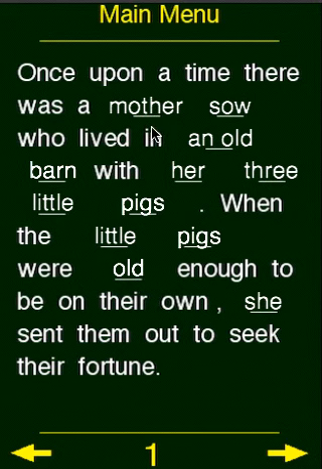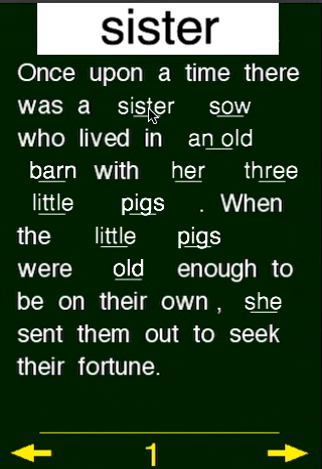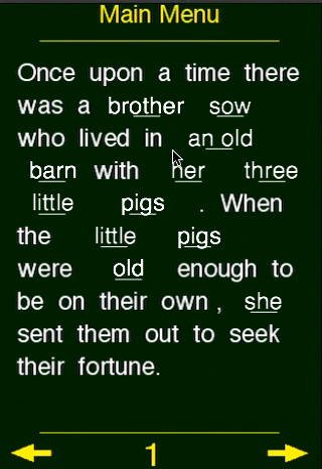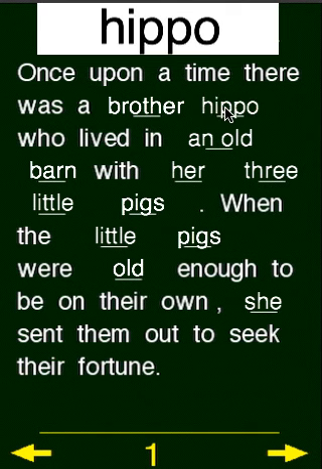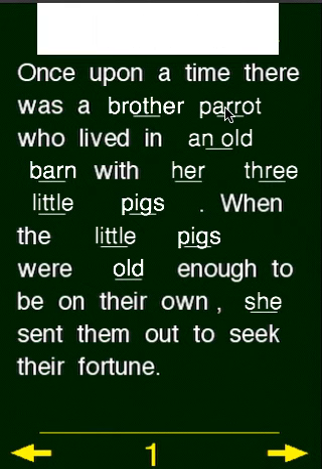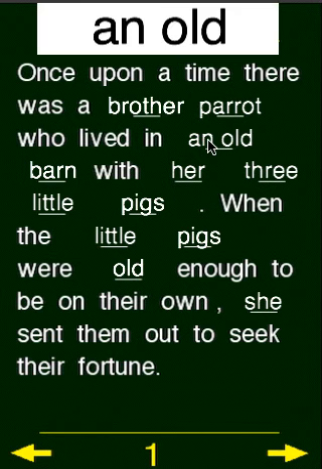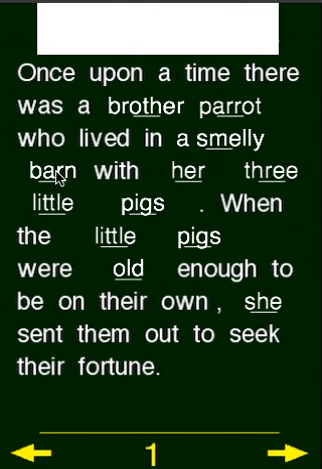Any underlined word you can change just by tapping on it and holding down. Father. Sister. Brother. Maybe this one's going to be about a brother. Let's see. Sow. This story. Hippo. Parrot. Maybe we're going to write a story about a brother parrot who lived in, maybe not an old... Let's try something else. Smelly. Maybe they lived in a smelly barn.